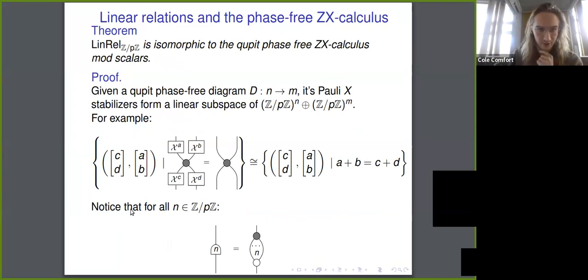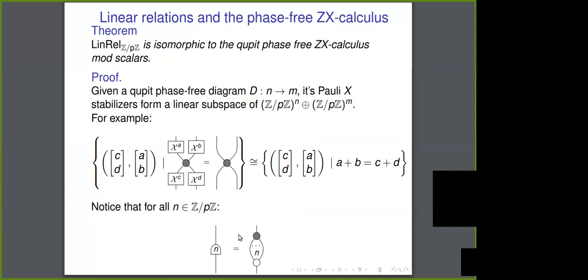And the idea here is that if you take your phase-free ZX diagram, so where all the phases are restricted to be 0, and then you look at the X stabilizers, so the things of this form, for example, for this Z or this X spider, then the stabilizers have the structure of a linear subspace of Z_p to the n. And in particular, this thing about scalars being generators isn't needed here because you can generate all of the scalars just by copying and adding one to itself.